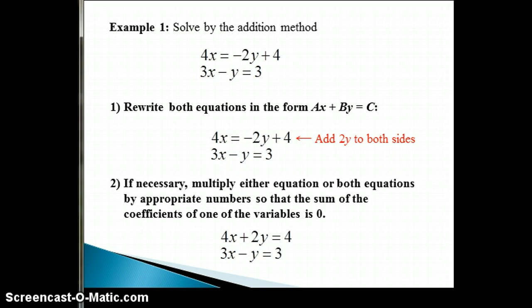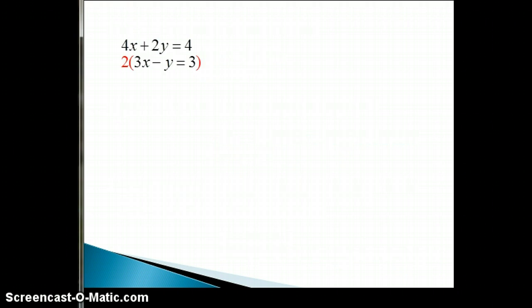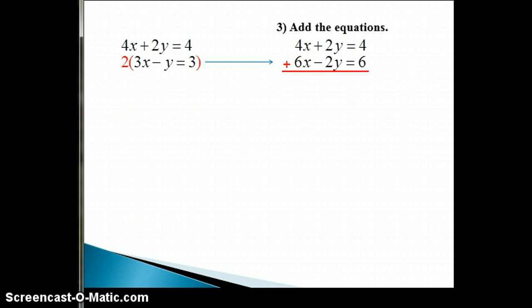The easiest variable to eliminate in this system is the y, and this is because the y has a coefficient of -1 on one of the equations. Thus, if we multiply both sides of the bottom equation by 2, then the y coefficients will be positive 2 and negative 2, which add to 0. By multiplying both sides by 2, our new system looks like this. Now we're ready to add the equations together.